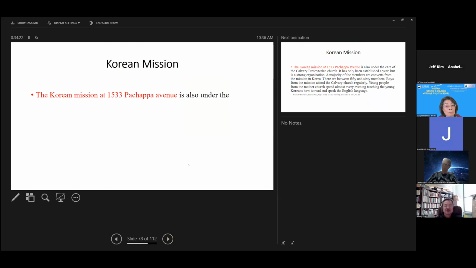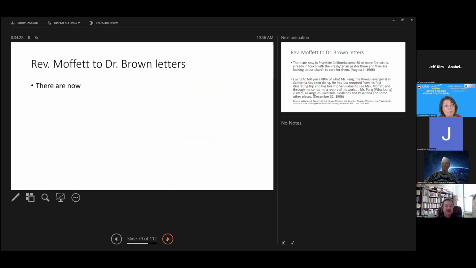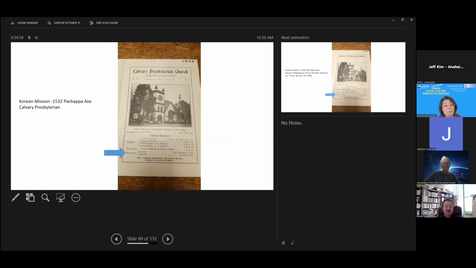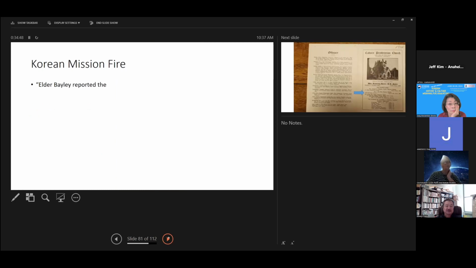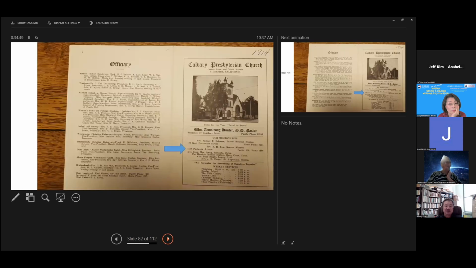The Korean Mission is under the care of Calvary Presbyterian Church. This is a bulletin of Calvary Presbyterian Church dated 1909. It says Korean Mission, 1532 Pachappa Avenue. They were officially affiliated with Calvary Presbyterian Church. And there was a fire that destroyed the building.